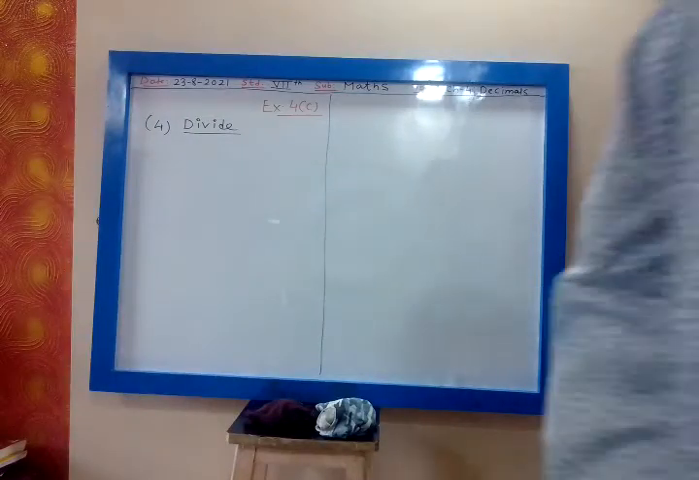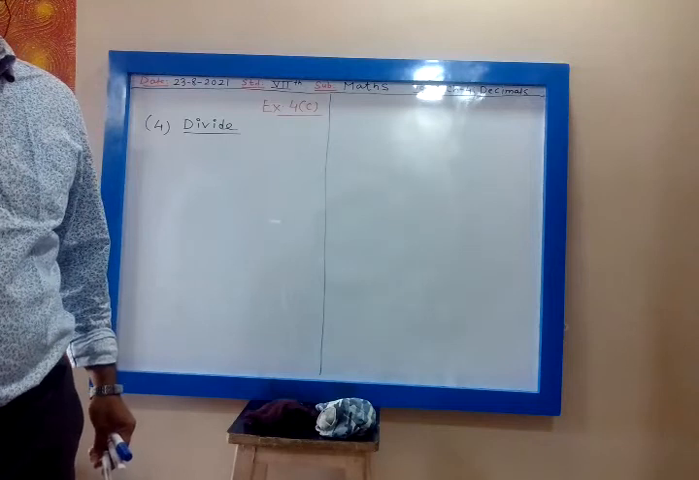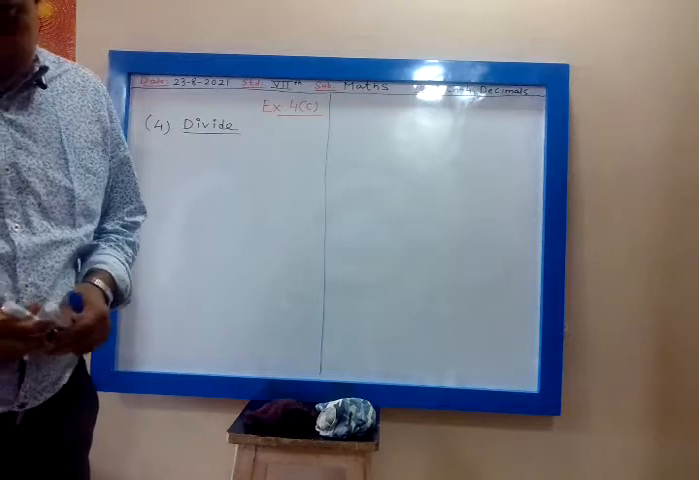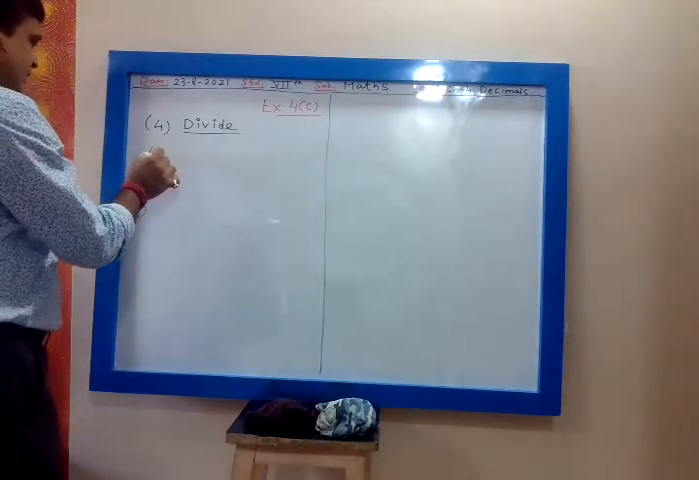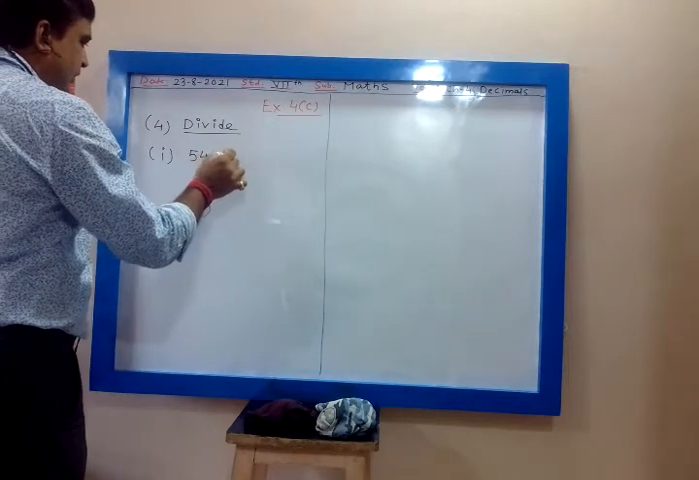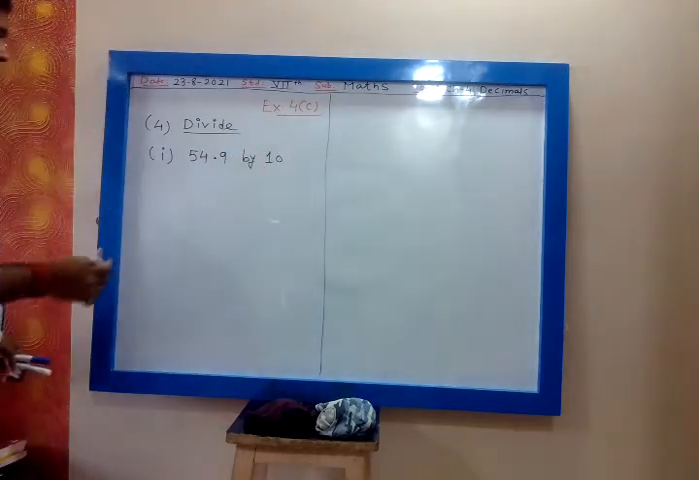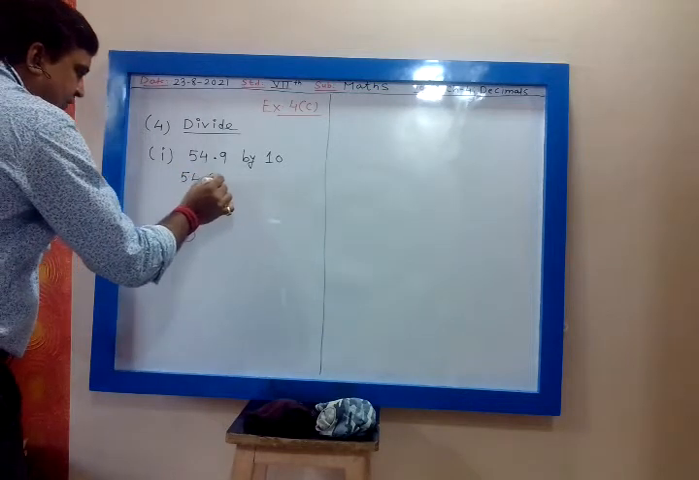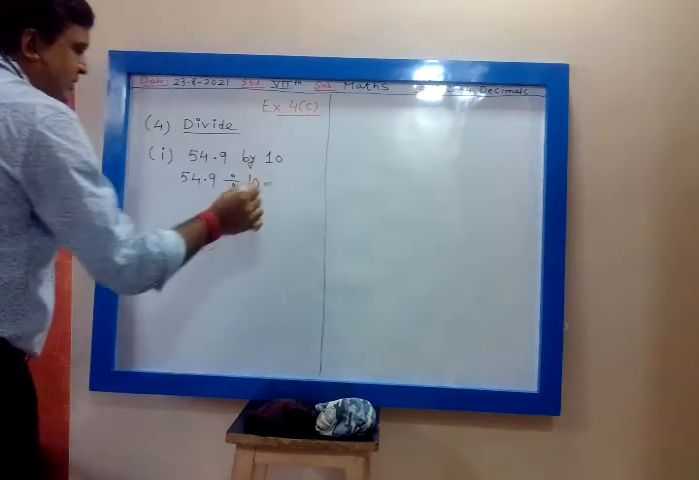Now let us start division. Let us start division. 54.9 by 10 first. 54.9 by 10. This I can write 54.9 divided by 10. Okay, let us see the answer what it comes.